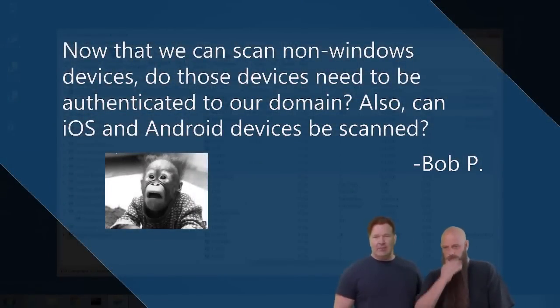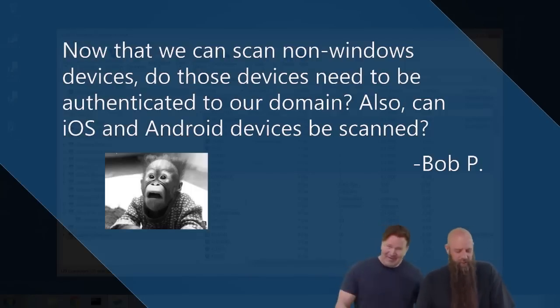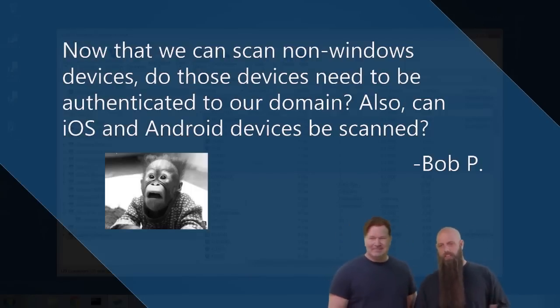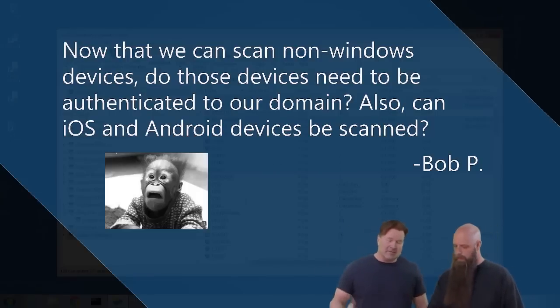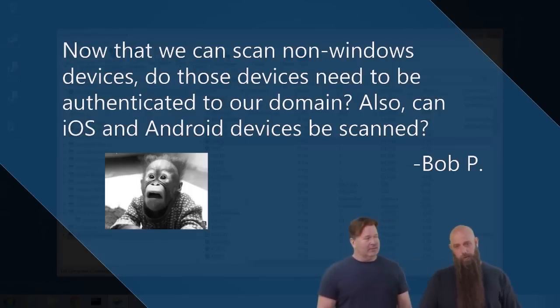Now that we can scan non-Windows devices. Okay, so we can't scan them, but you can add them, so that you have a one-stop shop of all the devices on my network, but you still can't scan them. And I want to really drive that home. It's a one-stop shop for reporting on what you've got out there, and keeping track of some things in one area. But to answer, can iOS and Android devices be scanned if they have an IP address? If they're on your network, you can add them.